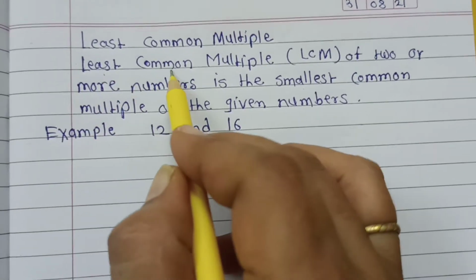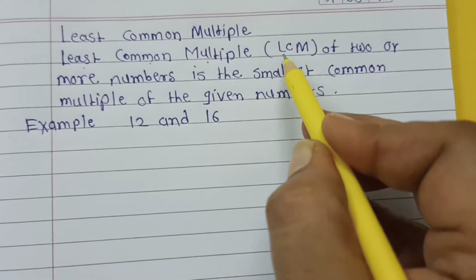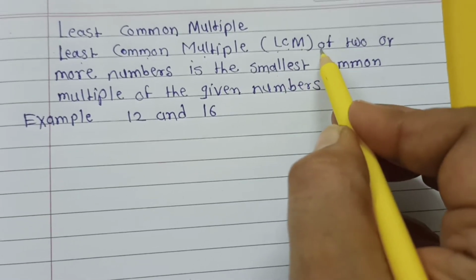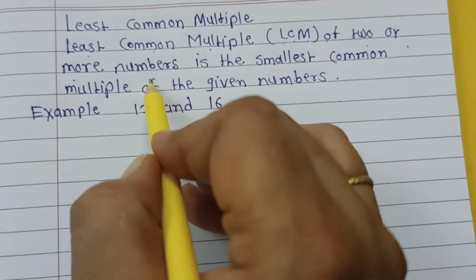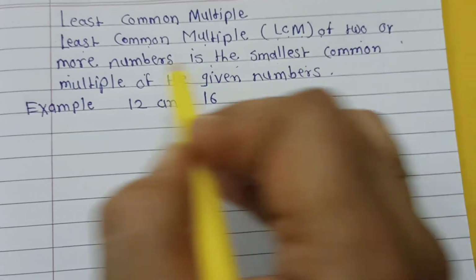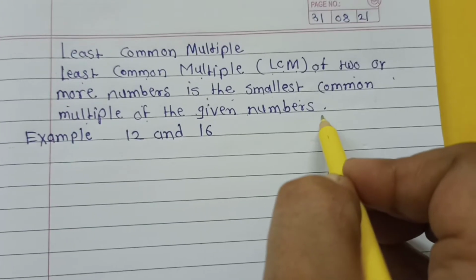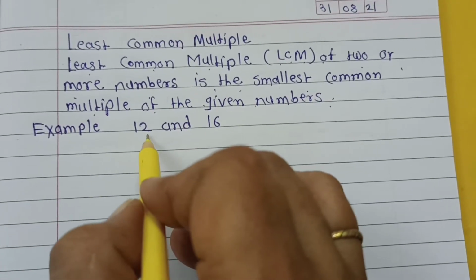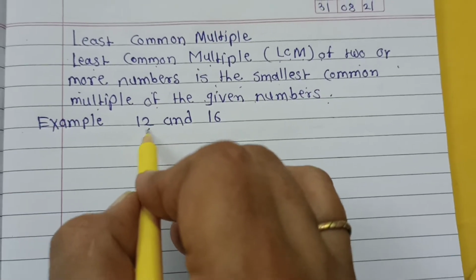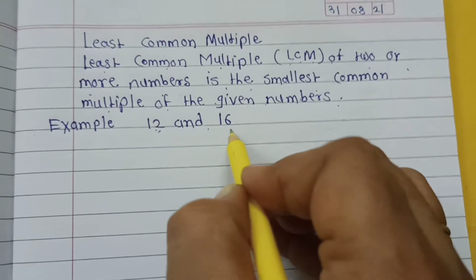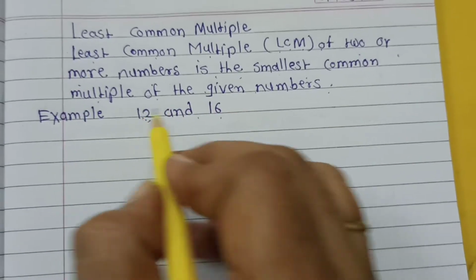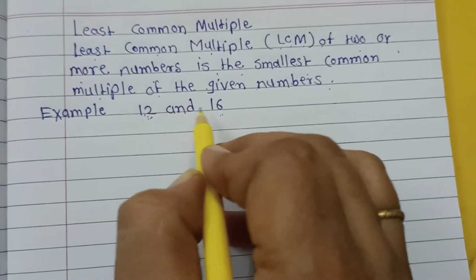Least common multiple, or LCM, of two or more numbers is the smallest common multiple of the given numbers. Let's see with an example. Here are 12 and 16. We have to find out the multiples of 12 and 16.